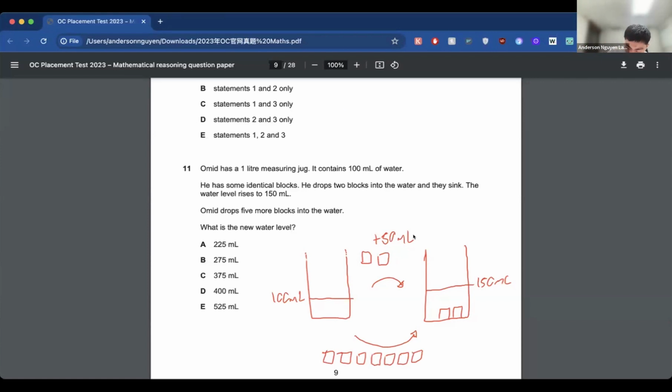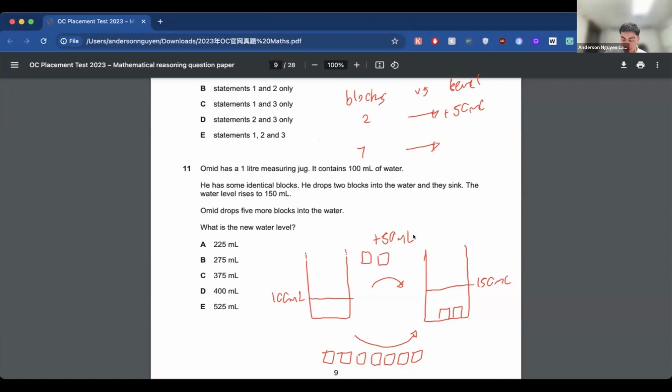On the one side, you've got blocks, 2 blocks. On the right side, it's the level change. So 2 gets you to plus 50 mils, and your goal is 2 plus 5, which is 7 blocks. What's the change there? Right, if you guys enjoy fractions, you could see the change straight away. From 2 to 7, you times by 3.5. Right? But if you guys don't like dealing with fractions, that's cool.